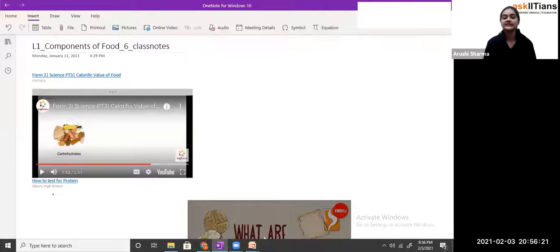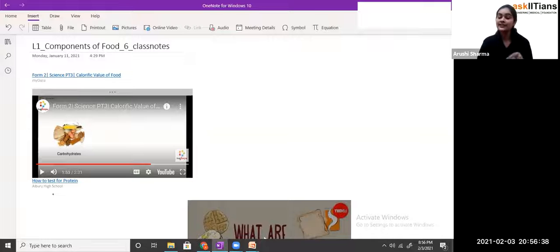See students, how she's calculating all of these things. As I've told you, the calorific value is the total amount of energy which we get by the consumption of either 100 gram of that particular food or 100 ml of that particular food.